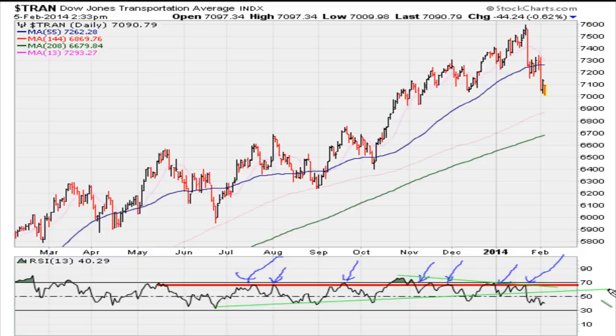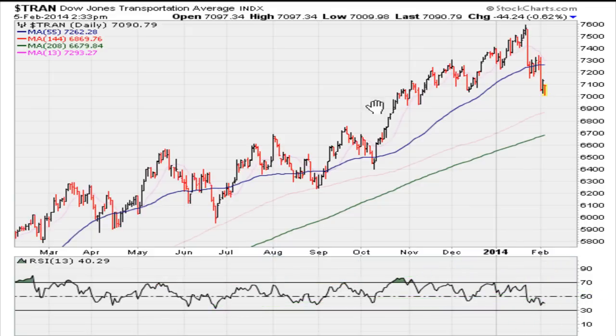So even if this was to rally, it needs to move above this green line. So this was support on the way up, this level here, and now the only way this market becomes bullish is if this holds above this green level here, which it's not doing right now.